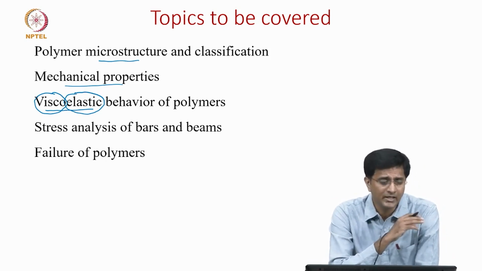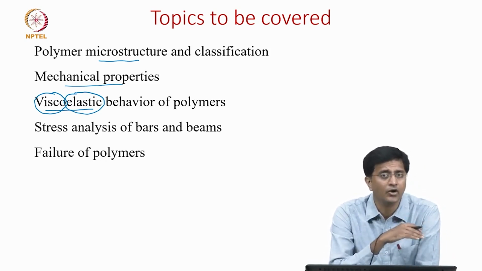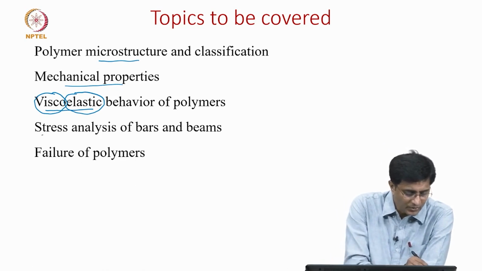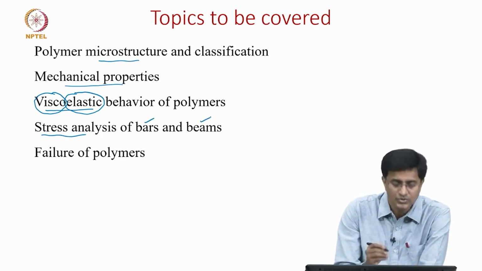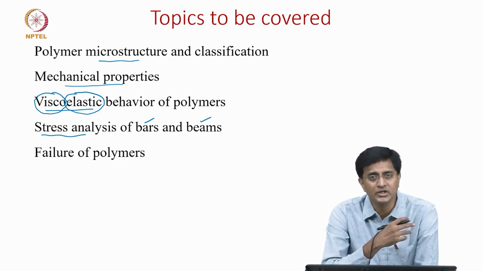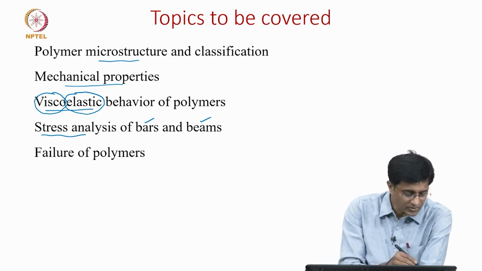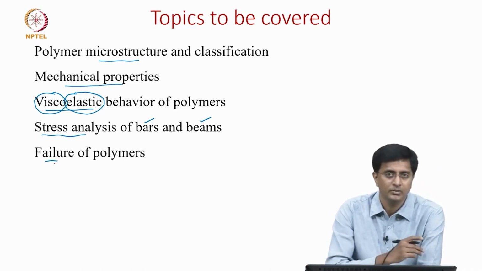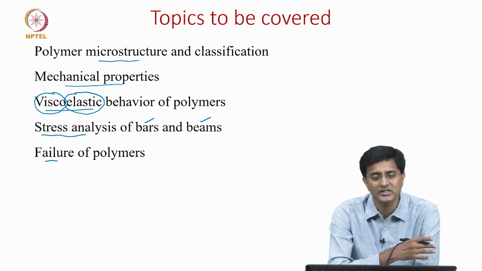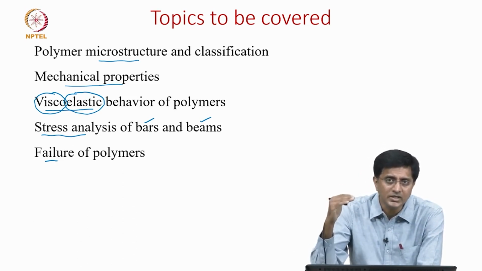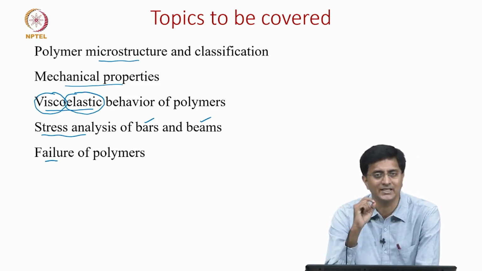So, we will be looking in depth at the viscoelastic behavior and how to model it for stress and strain analysis. Once we learn that, we will apply it to stress analysis of bars and beams, so that we can use this new understanding of viscoelastic behavior for structural applications. And finally, we will also look at how polymers fail, because again the way each material fails is different, and the reason why we learn about failure is because we need to know what limits we can take this material to, such that we can get the best out of the design.